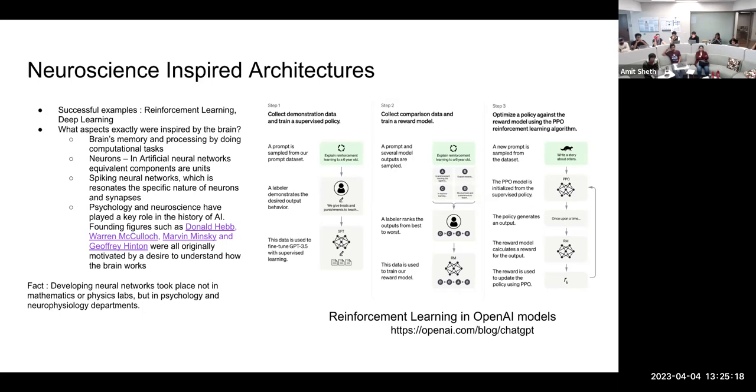I did get this fact, that developing neural networks took place not in mathematics or physics labs, but in the psychology and neuropsychology departments. We can go to the next slide.